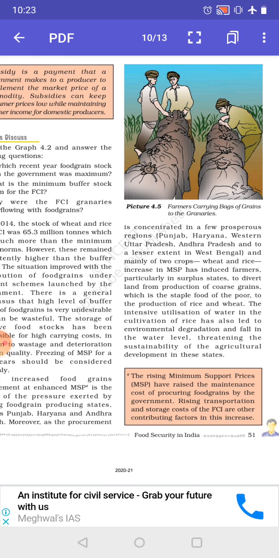And there is also one disadvantage related to the production of rice, because the cultivation of rice utilizes a huge amount of water, so it has led to environmental degradation also, and it has led to the fall in the water level, and it has threatened the sustainability of agricultural development in such states. So there are some disadvantages also with this production of these two crops in surplus amount. It is degrading the environment, as well as much food grains are also wasted.